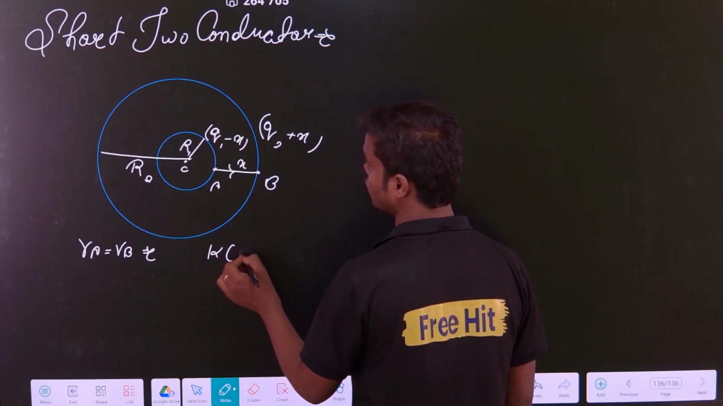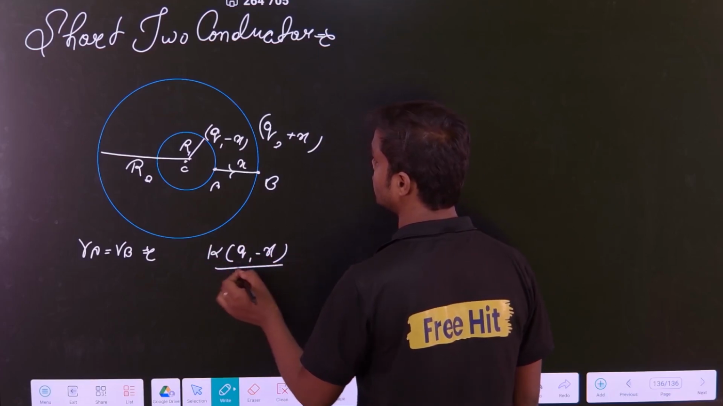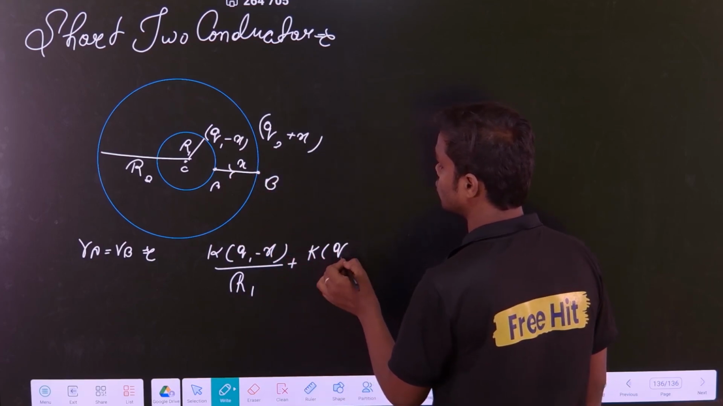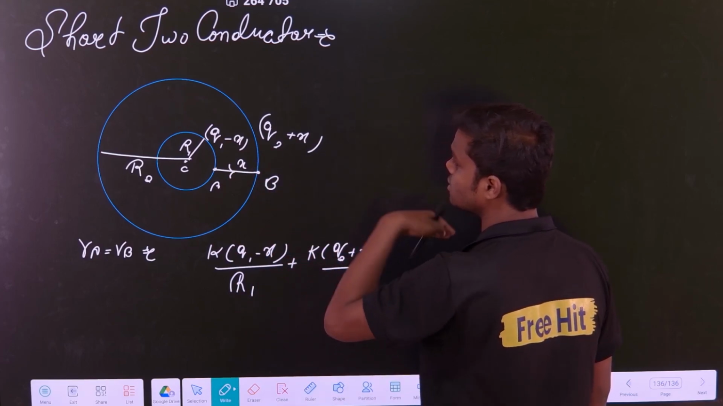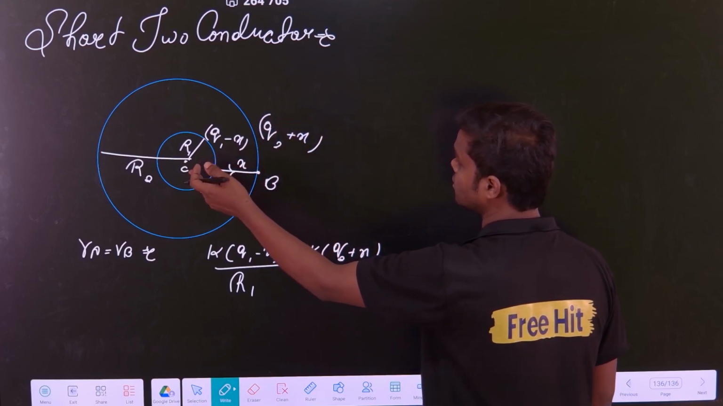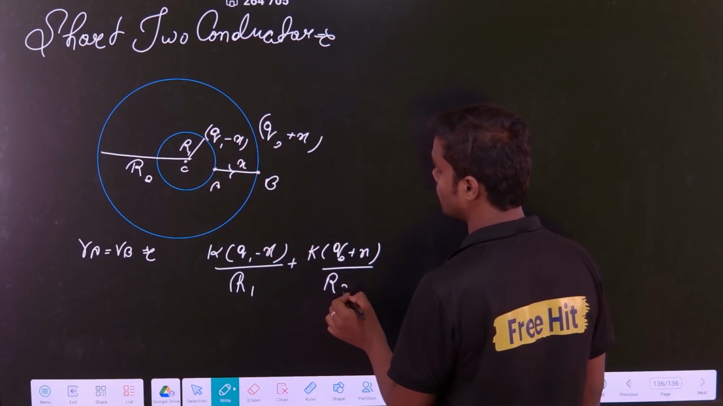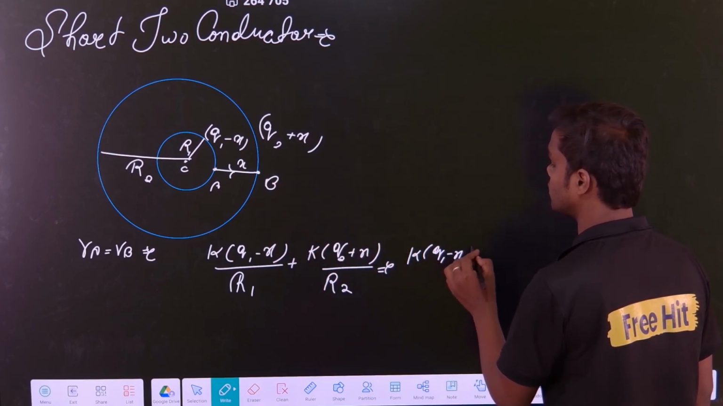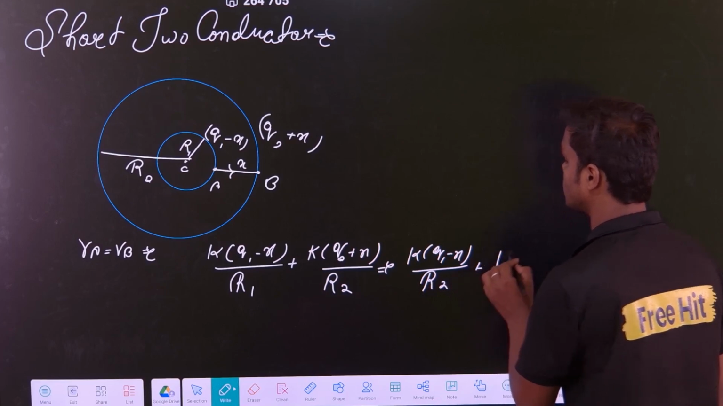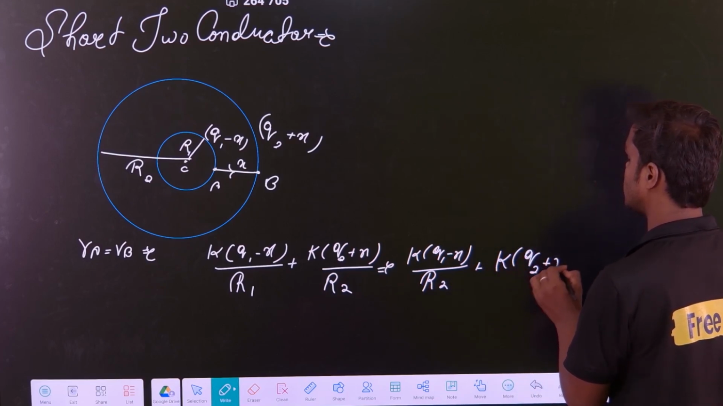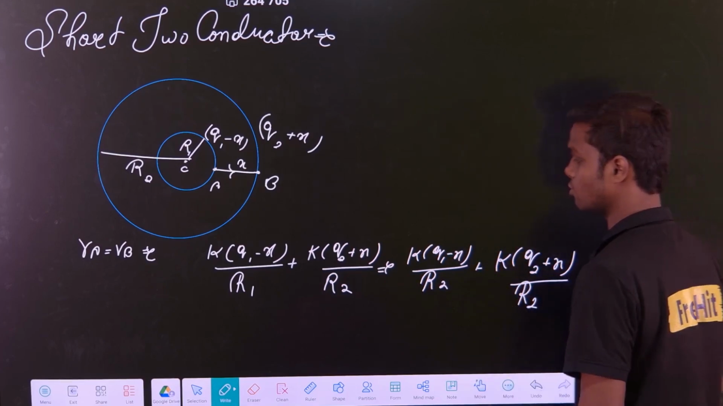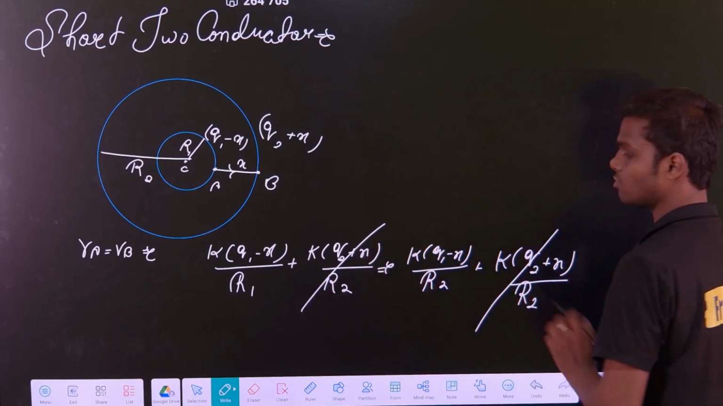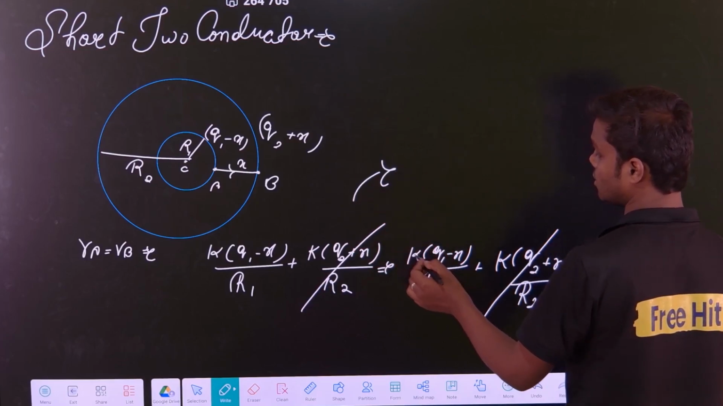The potential at A is equal to K (Q1 minus X) divided by R1, plus the potential due to this charge at point A, K (Q2 plus X) divided by R2. Now let us find the potential at the other point: K (Q1 minus X) divided by R2 plus K (Q2 plus X) divided by R2. I hope there is no doubt. So which part is getting cancelled out? Can anyone tell me? These two will get cancelled out. So what did we get from here? K will get cancelled out.